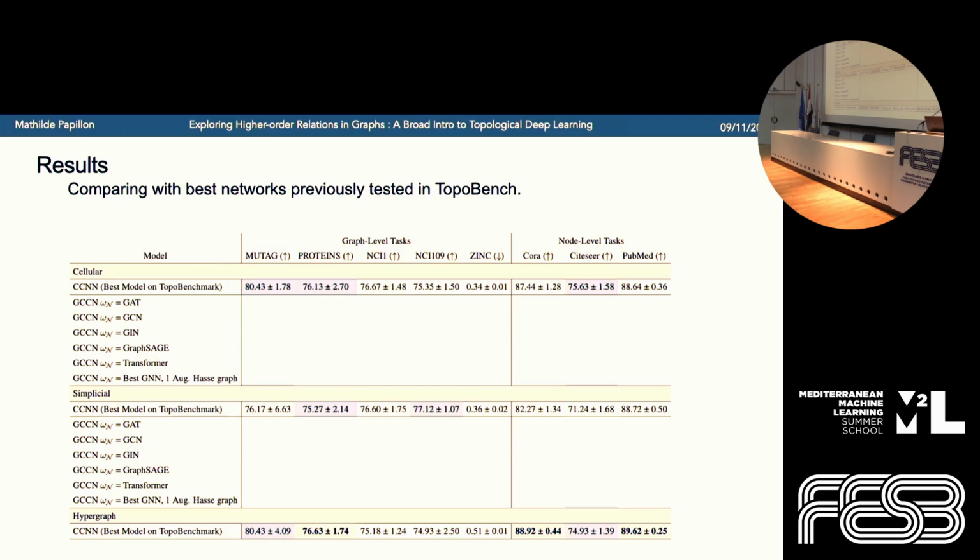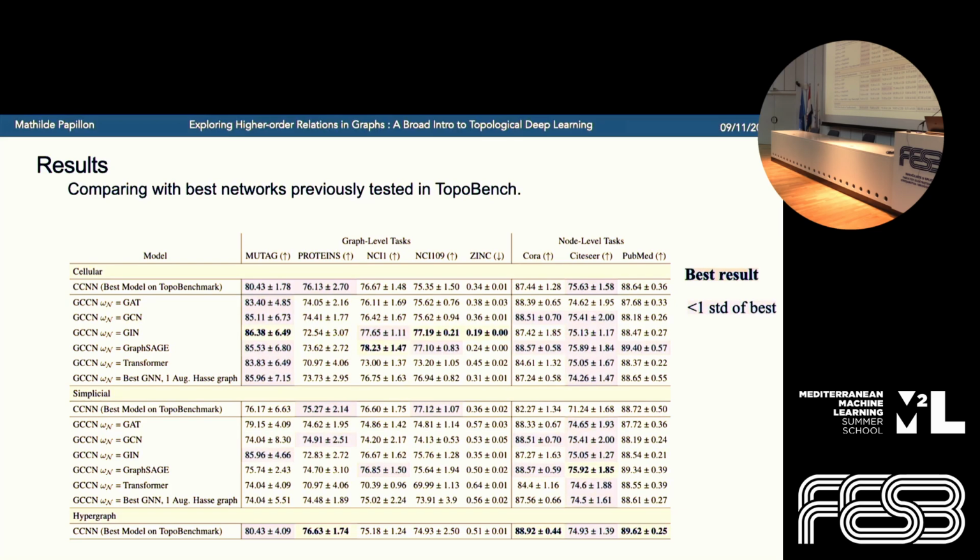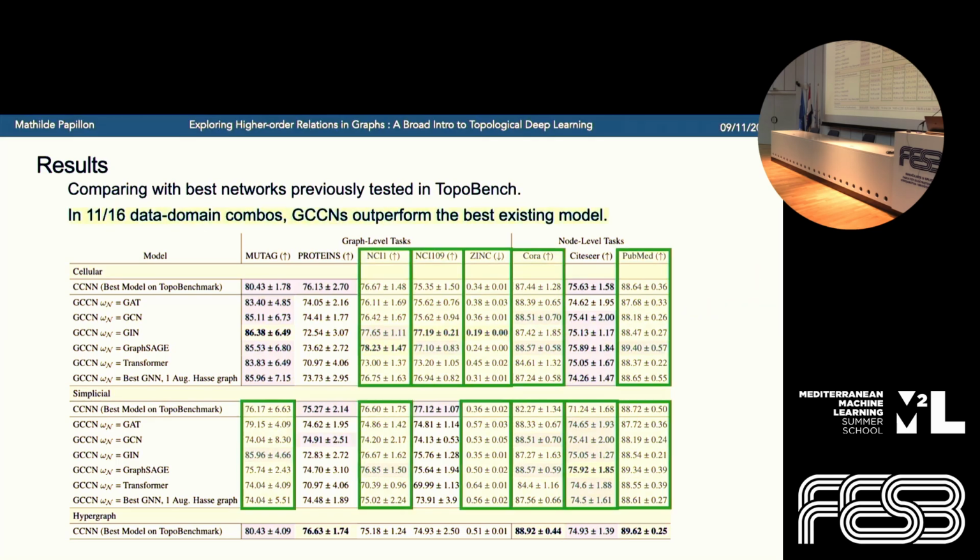And it turns out that, on the left-hand column here, I'm listing all of the models that we tried. So for example, a TNN using GAT, a TNN using GCN, a TNN using GraphSage, whatever. And we're comparing it to the best performing model in TopoBench at the time of testing on these data sets. And it turns out that in 11 out of 16 data-domain combos, one of the GNNs outperforms the best performing TNN. So that's really cool.